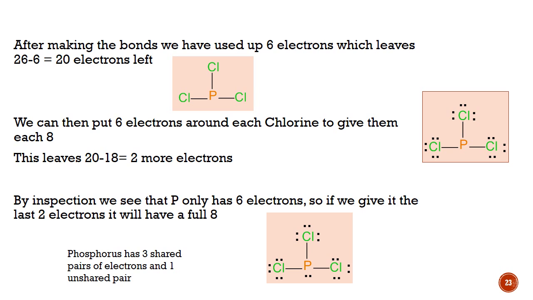The next thing I do is I put electrons around the outer elements to make sure that they all have 8. So in this case, each chlorine needs 6 more electrons to have a total of 8. So if I give each chlorine 6 more, 3 times 6 is 18, so I've used up 18 more electrons, and now I have 2 left over. So I've distributed 18 out of my 20. I've distributed 24 out of my 26 electrons, 6 in the bonds, and then 18 around the chlorines.